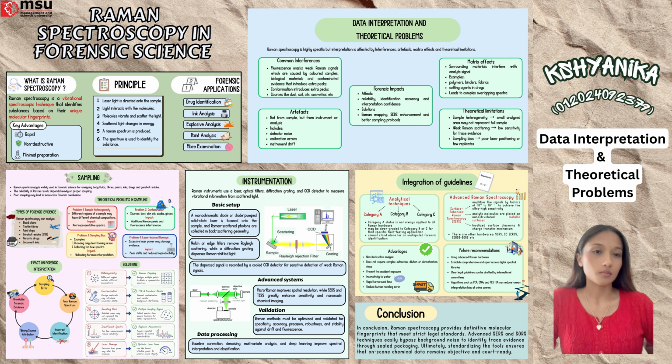Next are matrix effects, which also play a major role in forensic samples. The analyte is often mixed with other materials such as binders, polymers, fabrics, or cutting agents in drug samples. These surrounding substances can dominate or overlap the Raman signal, making it difficult to isolate the compound of interest, and it often requires advanced chemometric analysis.